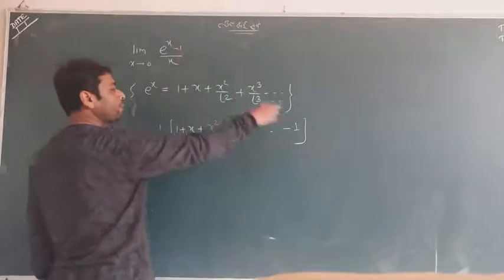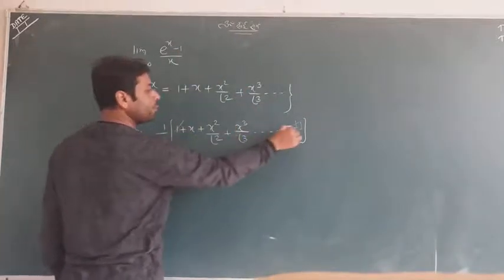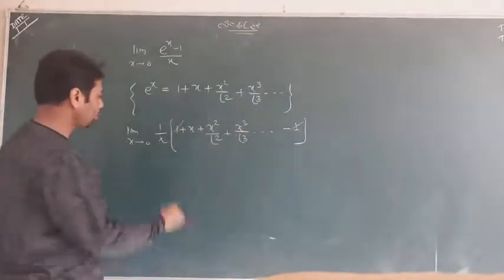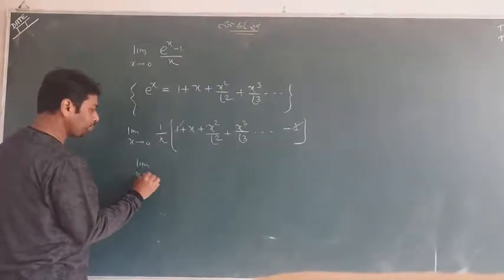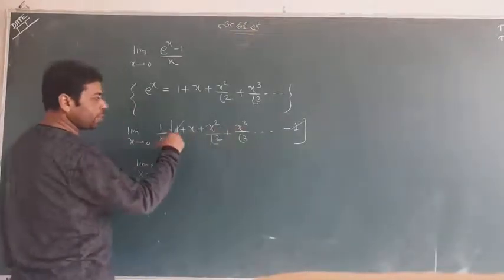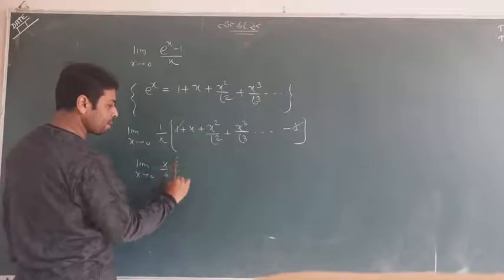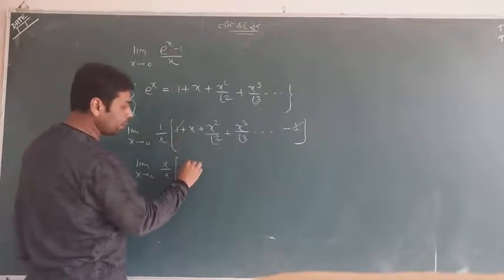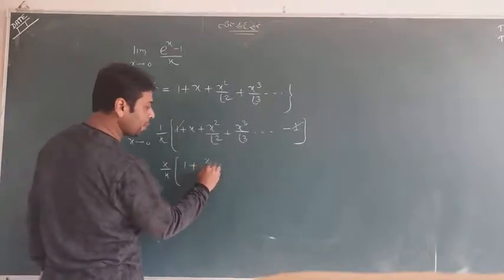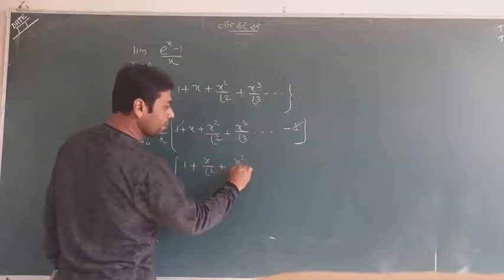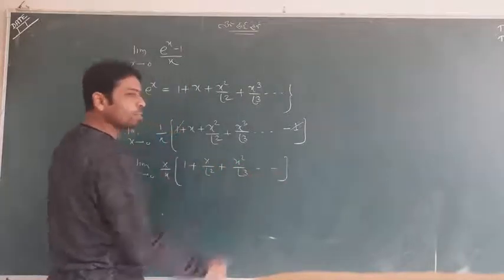This is minus 1. Can you see this 1 and 1 will cancel? Plus 1 and minus 1. From the rest of the terms, take out x common. So this x is common, 1 is remaining there. This is x remaining, this is x square remaining, and till the end x will be there.